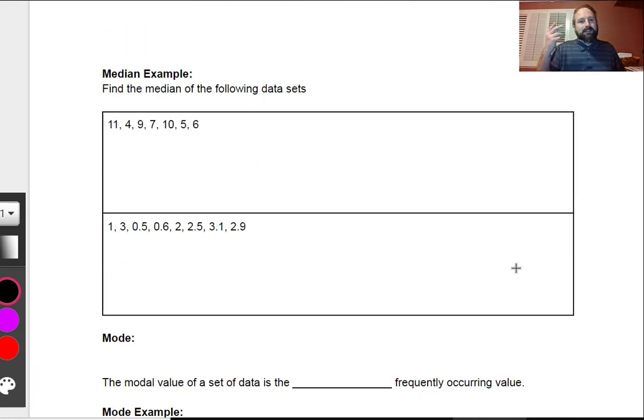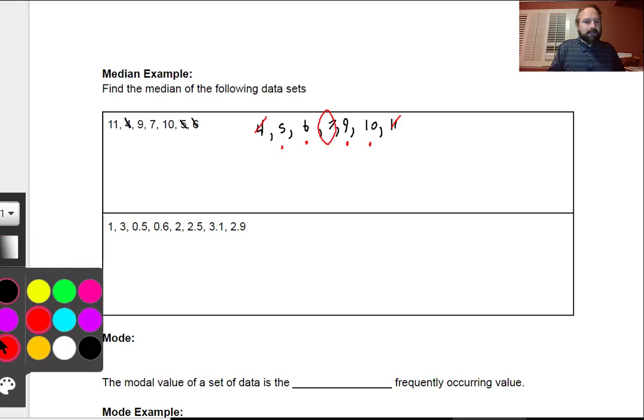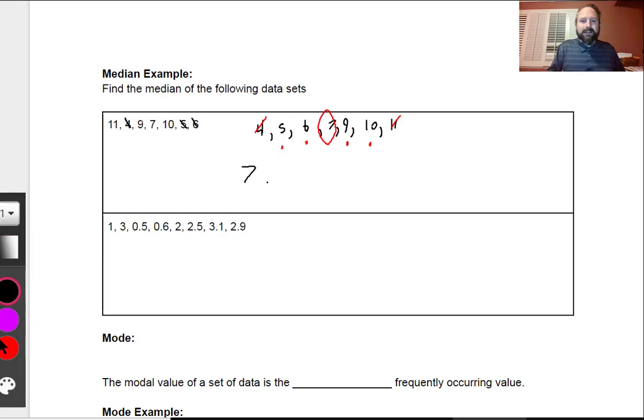Let's find the median of the following two data sets right here. Basically, let's just put them in order. Okay, so I have a 4, then a 5, then a 6. After that, 7, 9, 10, and 11. And now I can cross off each one, or I can put a little dot underneath so I know that I'm not double counting or anything. And here's my median. 7 is the median.